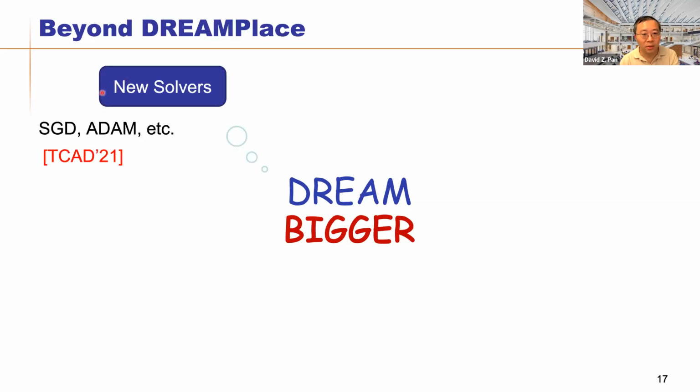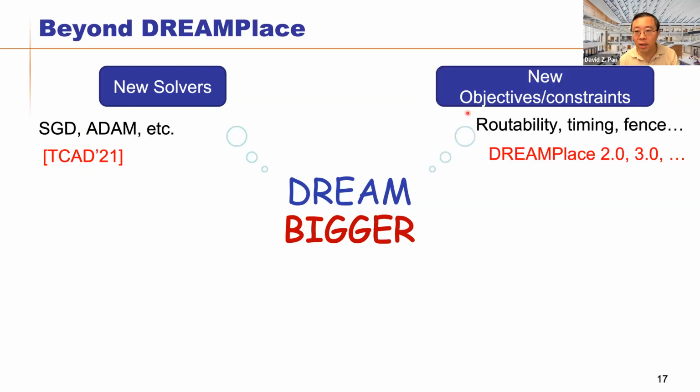So as you can see, in the machine learning community, there are many solvers. You can try different solvers, and also you can consider different objective functions. Because in the DREAMPlace original version, we only consider wire length, but you do have routability, timing, or other constraints, and no problem, right? We can actually consider those constraints.